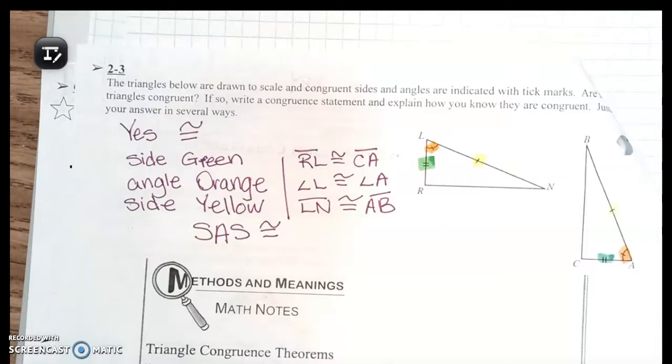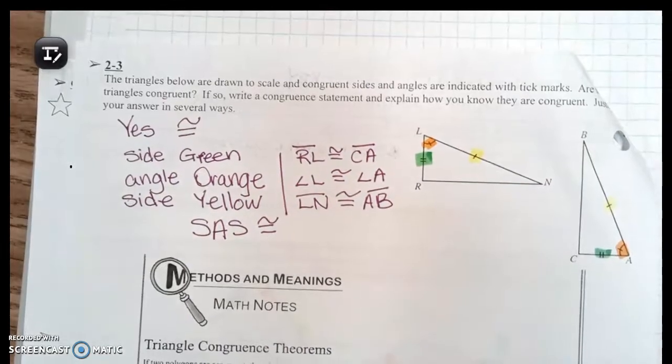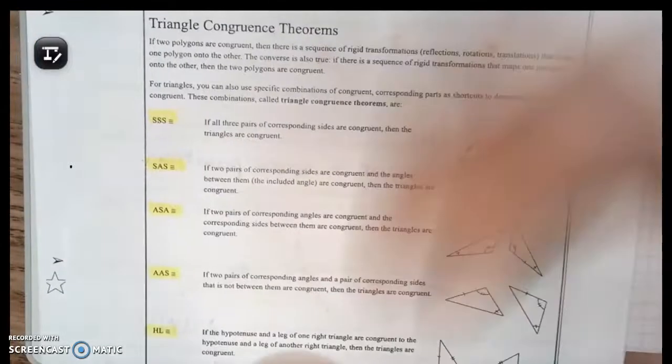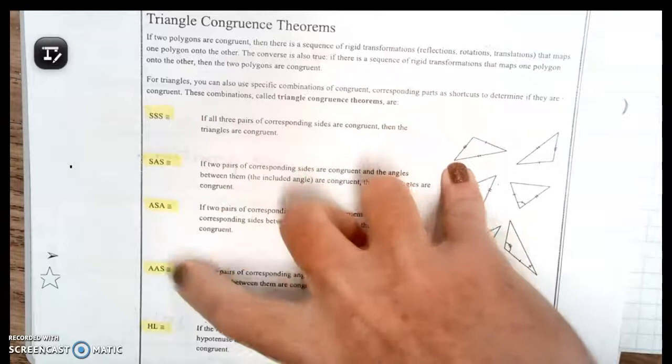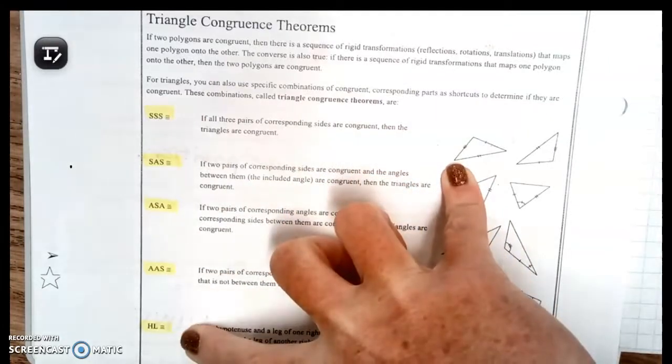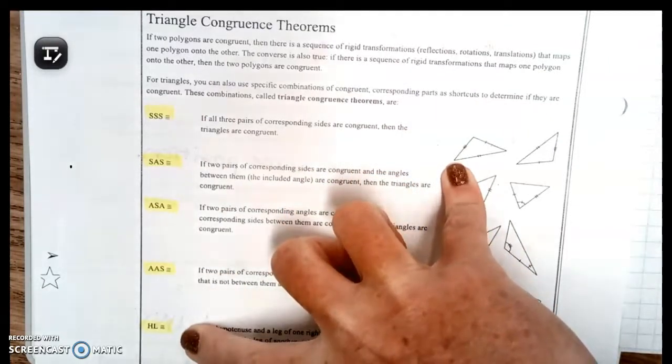ASS. Doesn't that spell a bad word? We can't use that in math. That's a no-no. If it spells that bad word, we can't use that one. Okay? That's how you know it doesn't work. Right? No bad words in math. Okay? Notice ASS is not one of our congruence theorems, right? We don't have that on any of those. Okay? Doesn't work. All right?